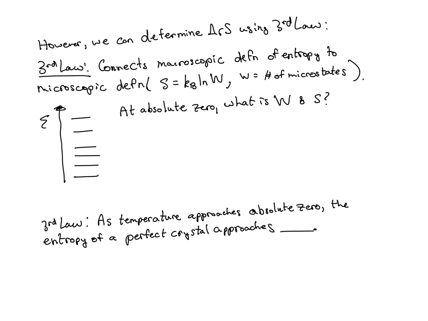So if we go back to exam 1 and think about our energy diagram for, say, a particle of a gas or a solid, at absolute zero, what happens to the total number of microstates and the entropy of the substance? If you think about this for a second, you should get a nice, clear answer. Remember, at absolute zero, all of the particles end up in the ground state.